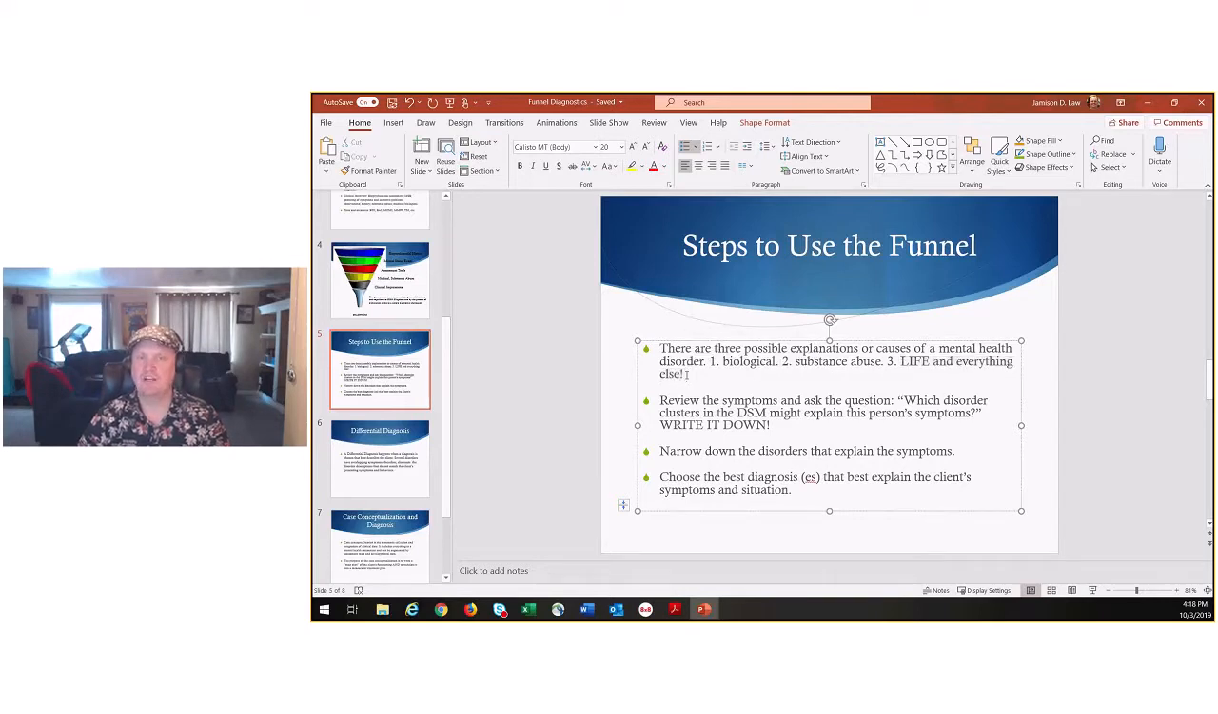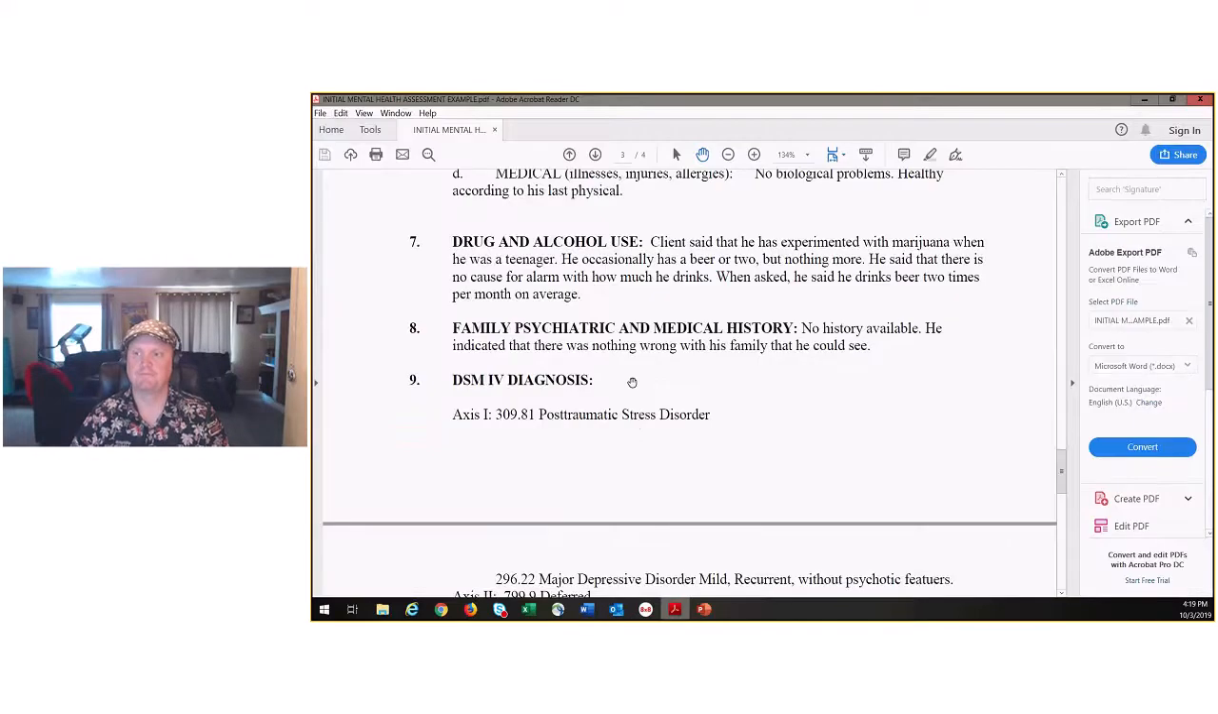So ultimately, what we have just done is, by the process of elimination, we have said it is neither of these two. Now, the nice thing about the DSM is it has chapters on substance use and then medical and biological related problems. So that whole section of the book we can keep closed. Again, elimination. So review the symptoms and ask the question, which disorder clusters in the DSM might explain this person's symptoms? And write it down. So let's talk about his symptoms.